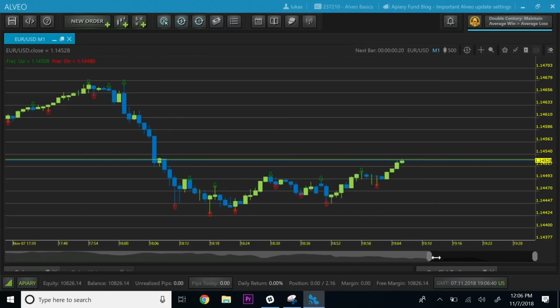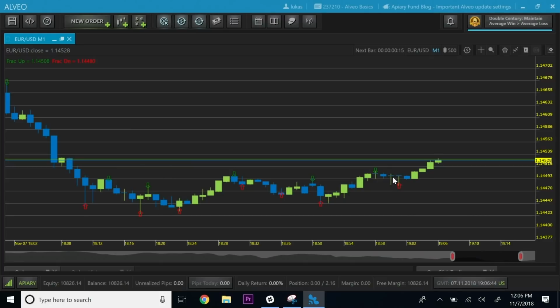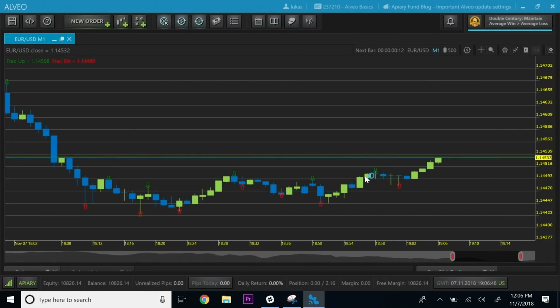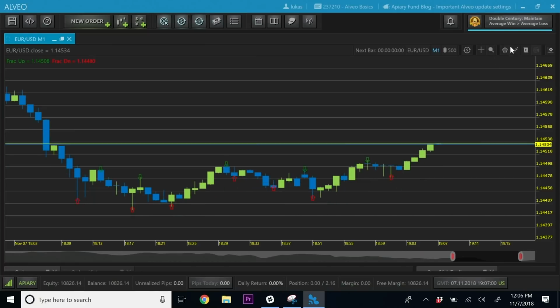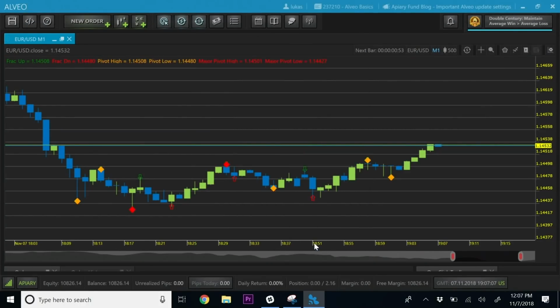If we look anywhere we have these fractals, we go 2 candles to the right, we can see that we haven't formed a higher high. 2 candles to the left, and that's the highest high right there. For a fractal low or fractal down, this is the lowest low on either side of the price there. Like I said, we'd also be looking at the Apiary pivots because they're somewhat similar in their design.